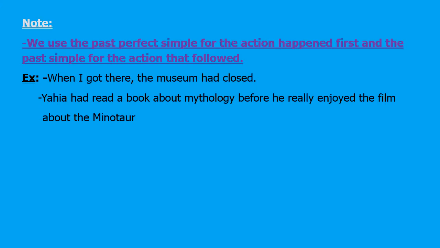Another example. Yahya had read a book about mythology before he really enjoyed the film about the Minotaur. So the first action here, action number 1, is reading the book. The second action, or action number 2, is enjoying the film.